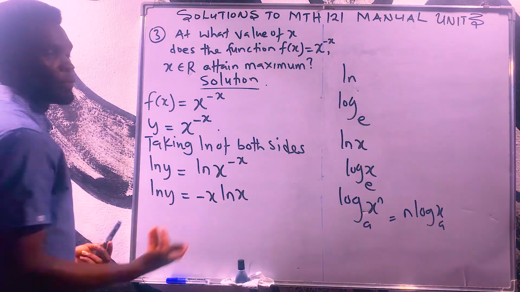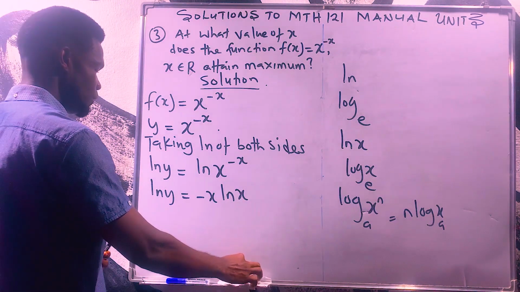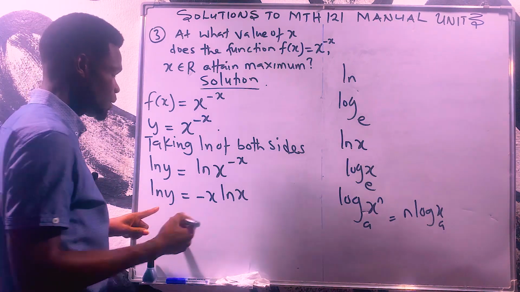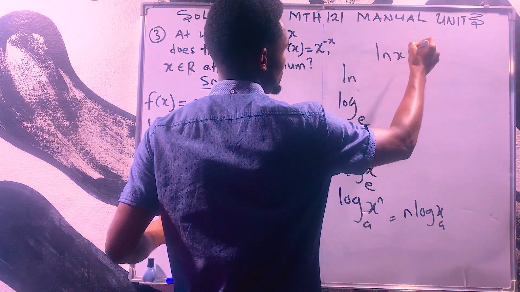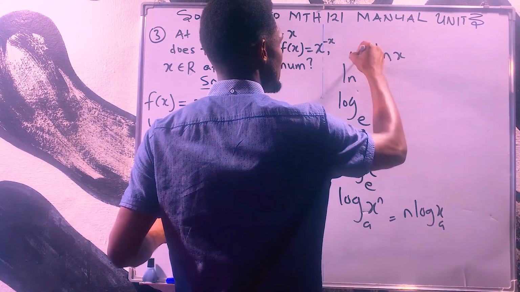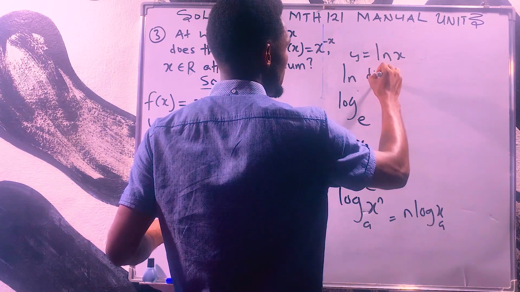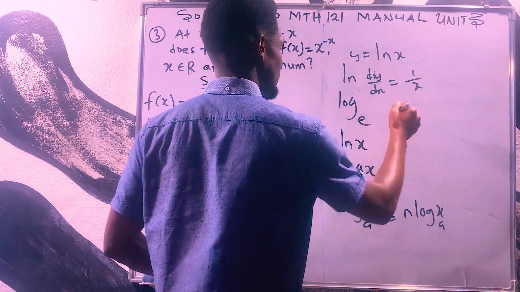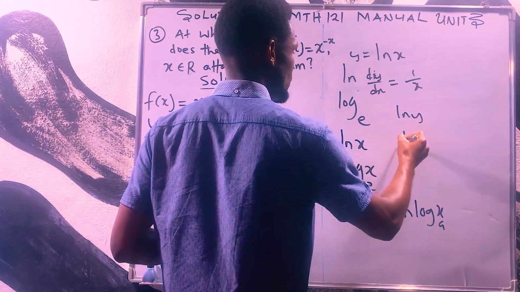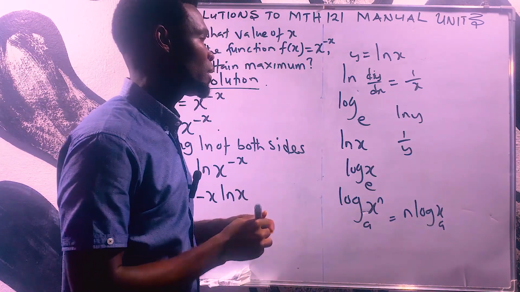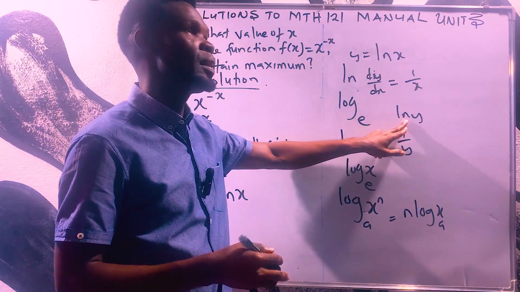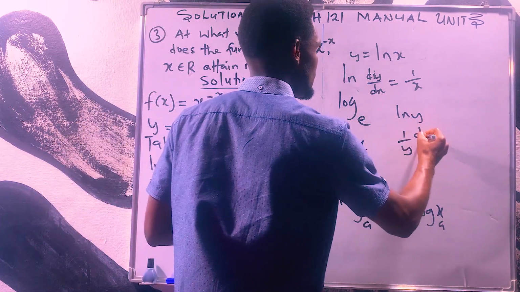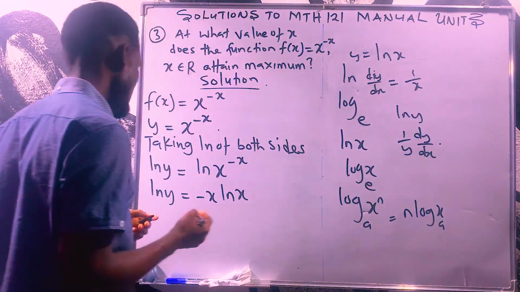Next thing is for me to differentiate from here. In differentiating, you would have learned before now that if y is equal to ln x, then dy over dx is 1 over x. Meaning that if you differentiate ln y, then the answer will also be 1 over y. But don't forget that differentiating ln y is like differentiating an implicit function, and that anytime you differentiate y, you must always introduce dy dx. So that's what happens here.